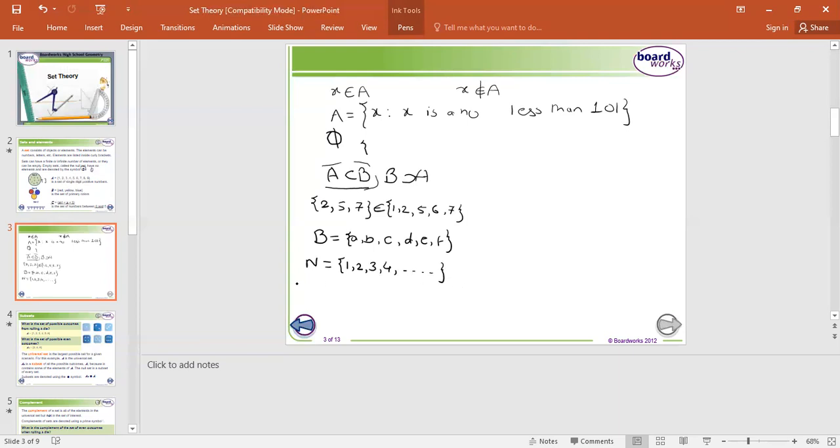Then set of integer numbers. How will you denote it? First, set of all integers. It will contain all negative numbers, and 0 and positive numbers. This is set of infinite numbers, integers.